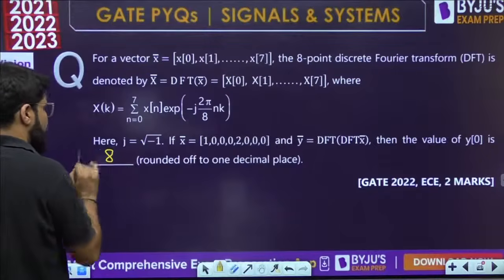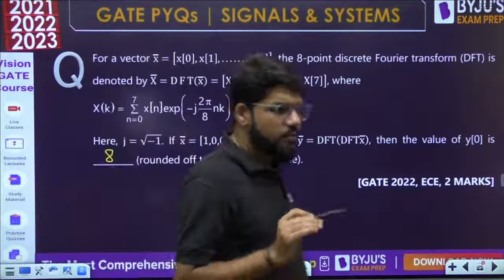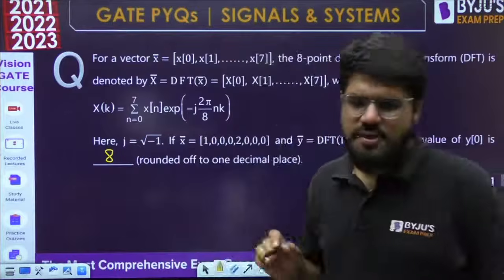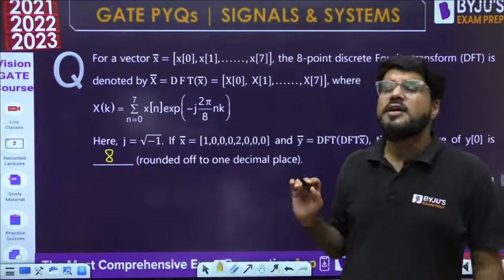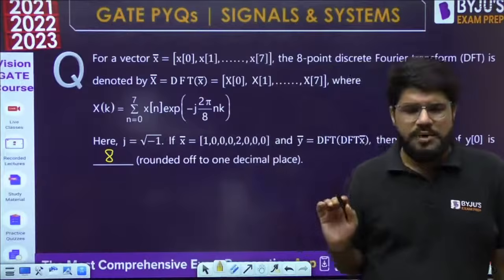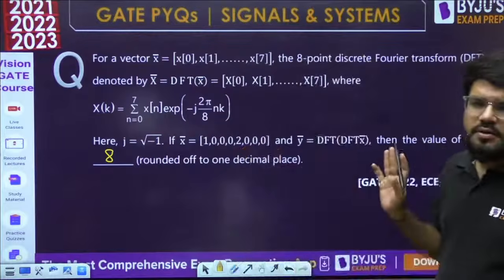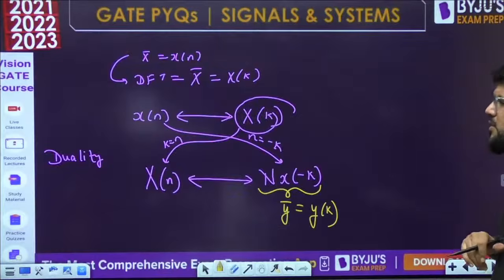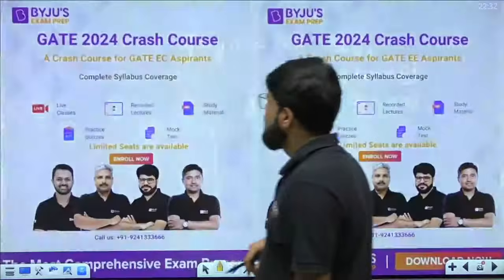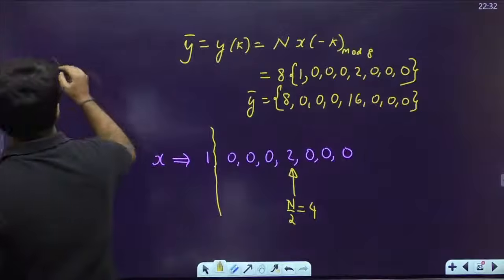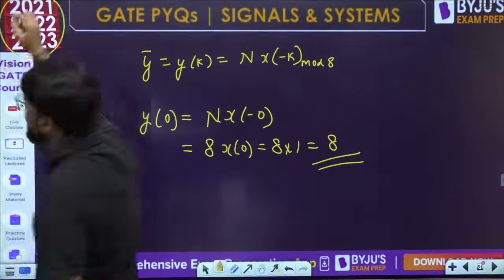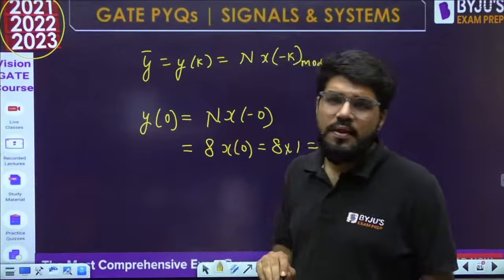2022 EC, 2 marks. So I'm telling you, DFT you must be prepared, especially for EC aspirants, because almost every year there is a fixed question, most likely 2 marks, but sometimes 1 mark. But there is almost a 99% chance that you will get a DFT question, at least for the EC guys. So that's it. All questions of 2021, 22 and 23 are discussed today.